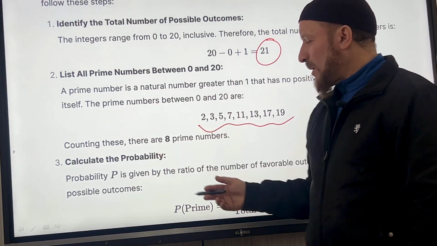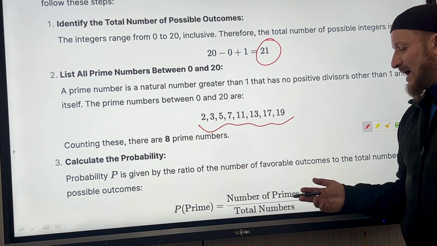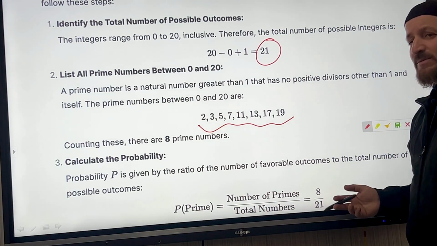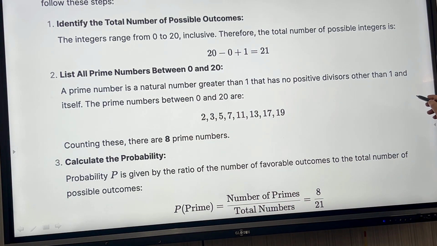Okay? So probability will be what? Number of primes divided by, that is 8 by 21. Right? Simple as this.